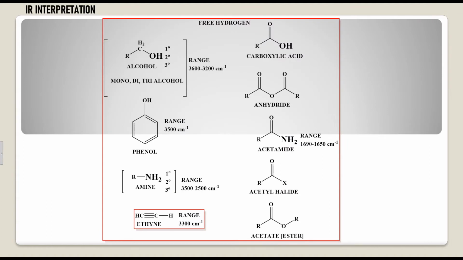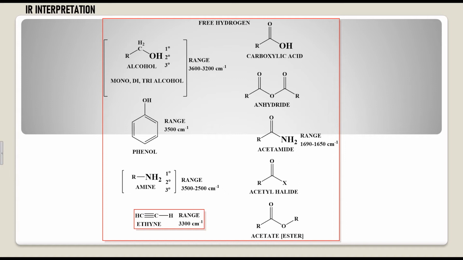Already I said that if it is free hydrogen, which functional groups have free hydrogen? Hydroxy and amino. So here, hydroxy range 3600 to 3200. If benzene has OH in direct attachment, we call it phenol. If phenol is present in the sample, then you have to get a sharp peak at 3500 centimeter inverse, and for any amino group present, there is a range 3500 to 2500.